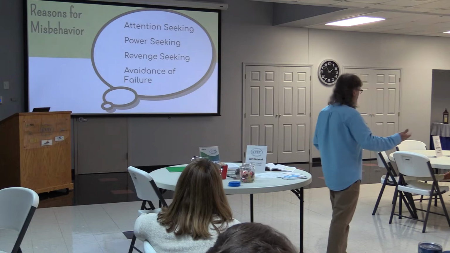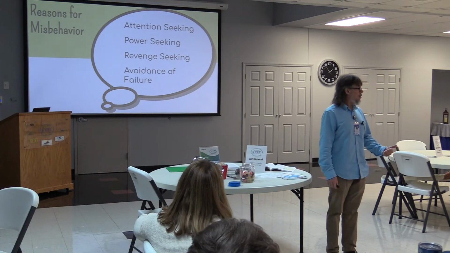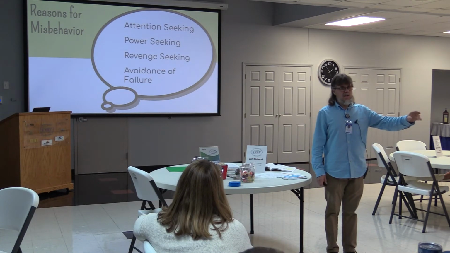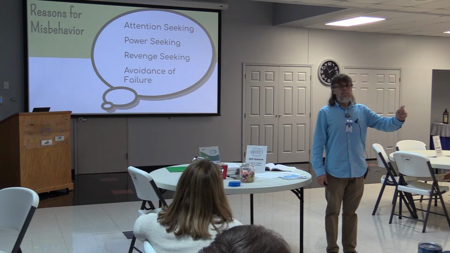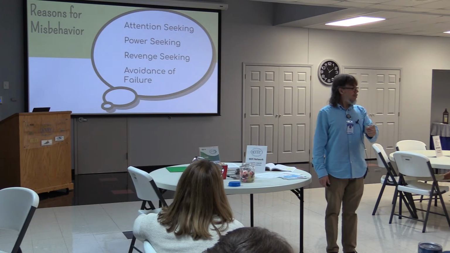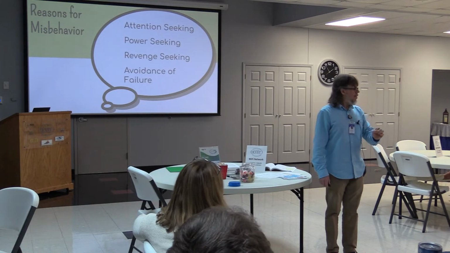Just the revenge, and avoidance of failure. Sometimes our kiddos don't want to do something because it's too difficult for them to do. And I think in her book, one of the lines says, I'd rather be seen as a bad kid instead of a dumb kid. Some of our special ed kids, I'd rather be seen as bad instead of a dumb one. That's their defense mechanism.